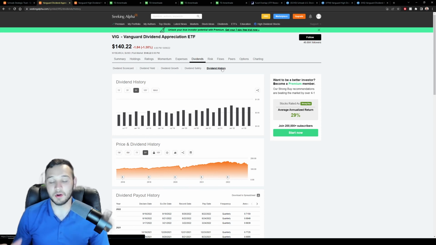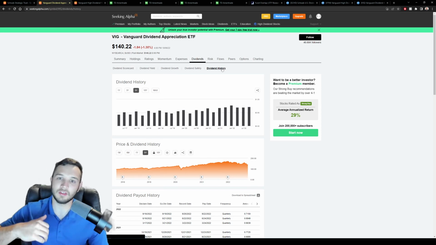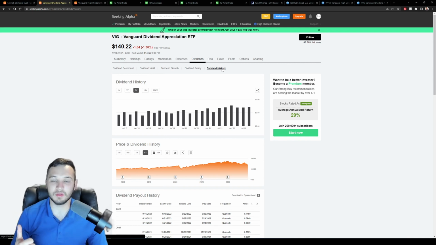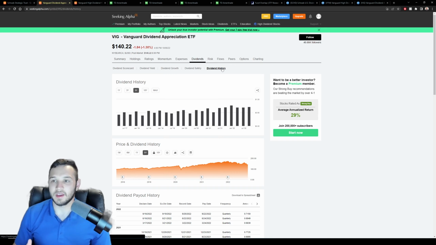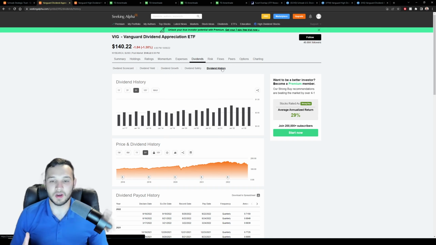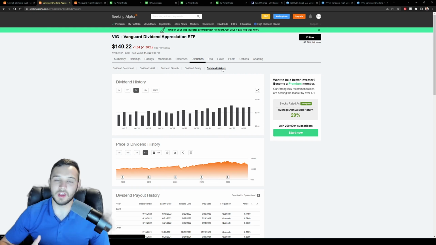And personally, what I believe in is, why not both? Why not take advantage of the capital appreciation of a fund like VIG, while also taking advantage of the dividend yield of a stock like VYM? And the reason why I think that using both strategies in tandem with each other works is because you're taking advantage of basically the best of both worlds. You're not putting all your eggs in one category.